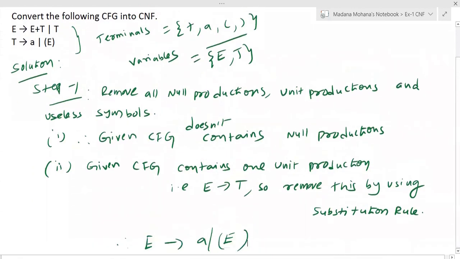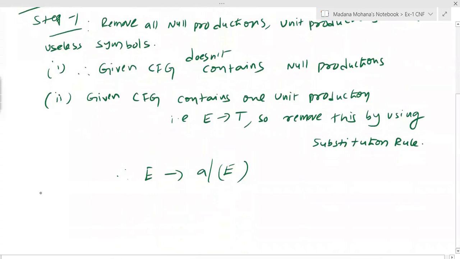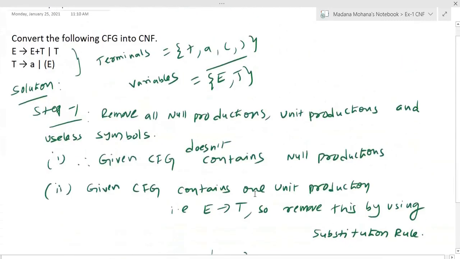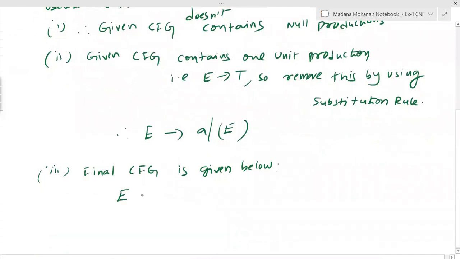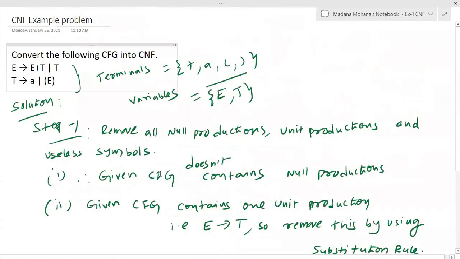Now consider the remaining productions as they are. The final CFG is given below; I have written all the final productions. E derives E plus T, or these are the new productions of E, that is terminal a or E within parentheses. The T productions remain the same. There is no change in T: terminal a or E within parentheses.